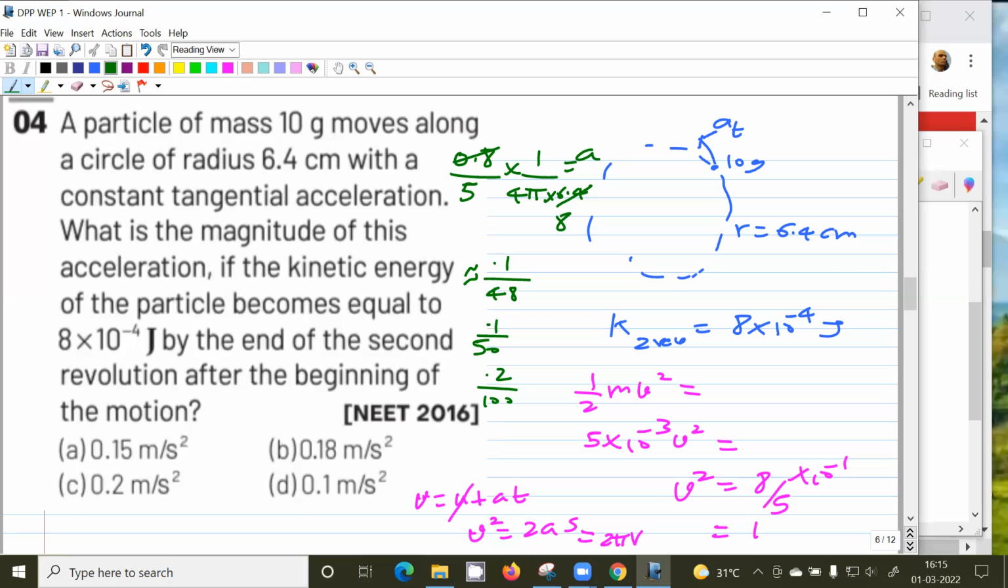Oh my god, no, I'm making some mistakes because it is in centimeter, no? It is 10 to the minus 2. So when it goes up, it will become 10 to 2.